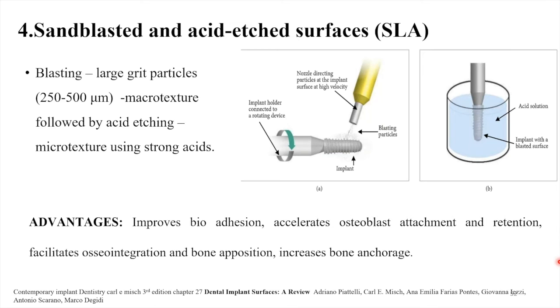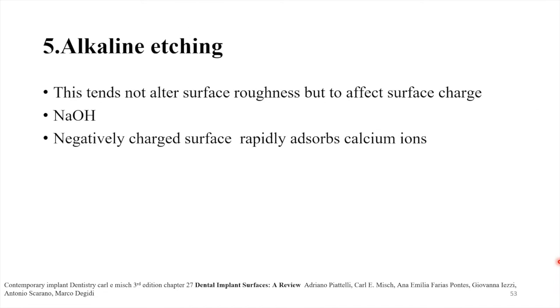Here, the surface roughness was as low as 0.2 micrometer, and the application of a secondary modifying approach inhibits the bacterial colonization while preserving the surface roughness. The advantages are it improves the bioadhesion, accelerates osteoblast attachment and retention, facilitates osseointegration, bone apposition, and increases the bone anchorage. Coming to alkaline etching, this does not alter the surface roughness, but it affects the surface charge. Sodium hydroxide is used and a negatively charged surface rapidly absorbs calcium ions, and the initial calcium ion absorption is quickly followed by deposition of phosphate ion.